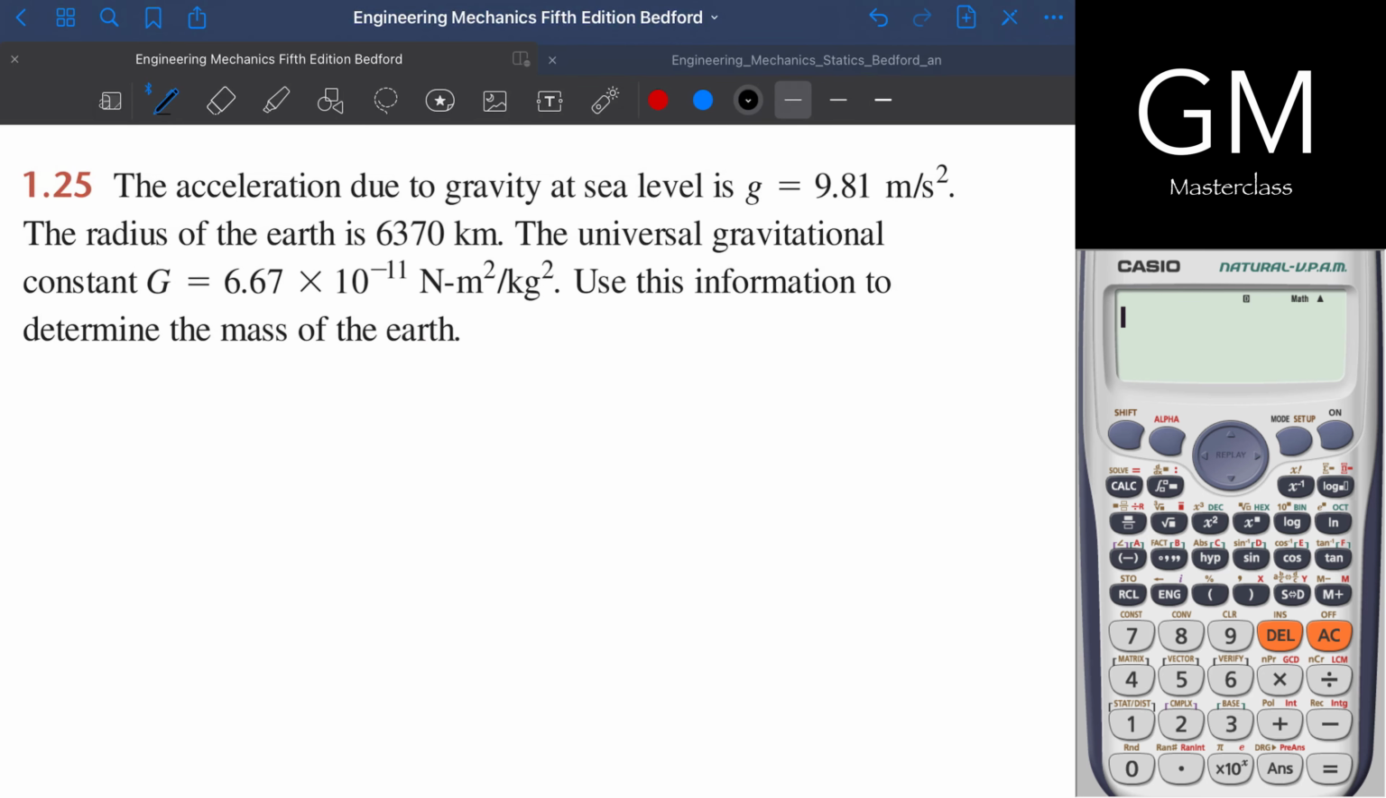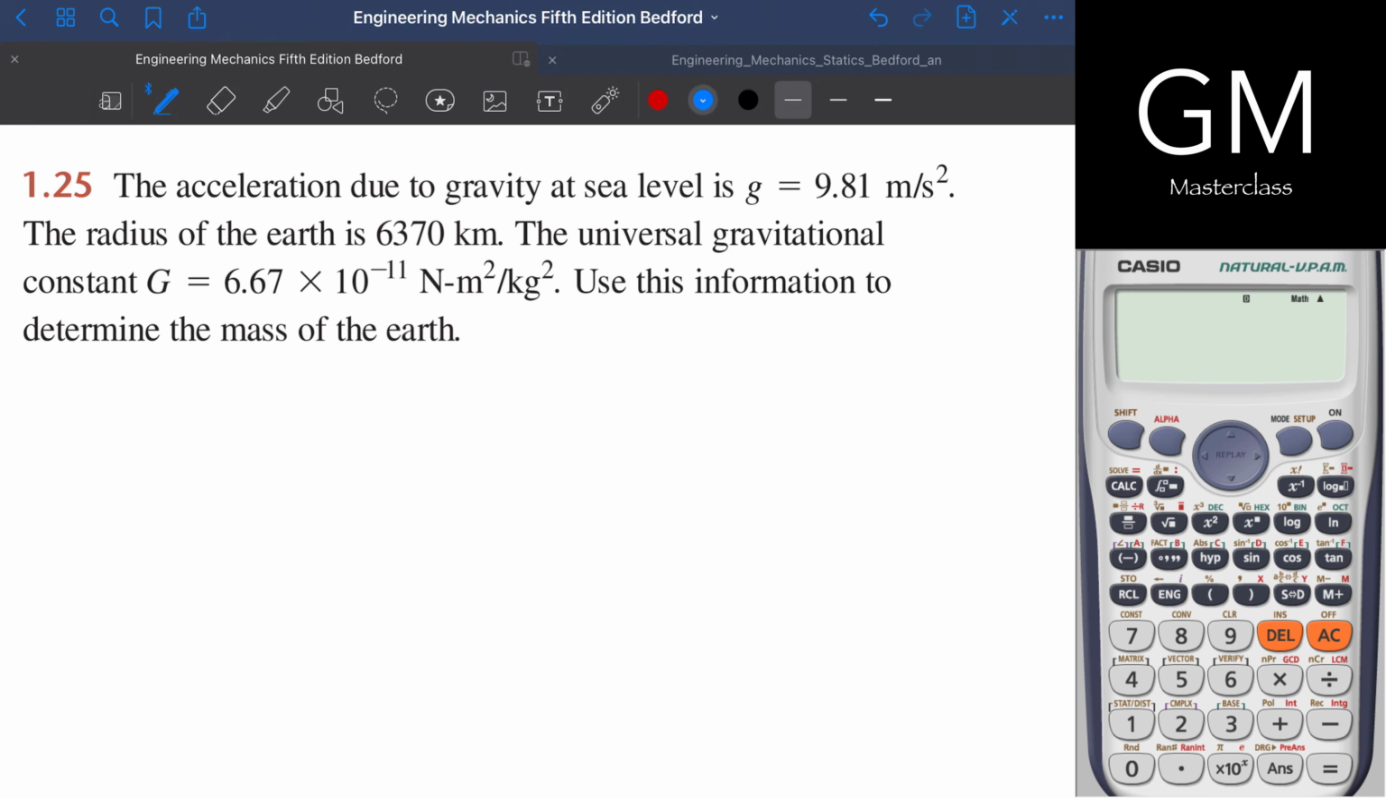Okay, we're going to solve the next exercise. The exercise is number 1.25. The acceleration due to gravity at sea level is g equal to 9.81 meters per square second. The radius of the Earth is 6,370 kilometers. The universal gravitational constant G is equal to 6.67 times 10 to the minus 11 newton square meters per square kilogram. Use this information to determine the mass of the Earth.